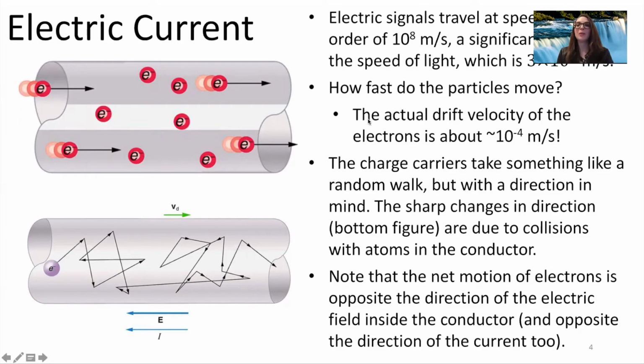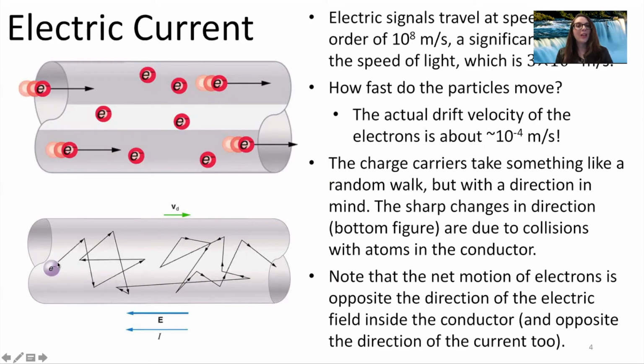How fast do they move? The actual, what we call the drift velocity of the electrons, is only about 10 to the minus 4 meters per second. So that seems pretty small, right? So our charge carriers take something like a random walk inside the wire, the conductor, but with some particular direction in mind.